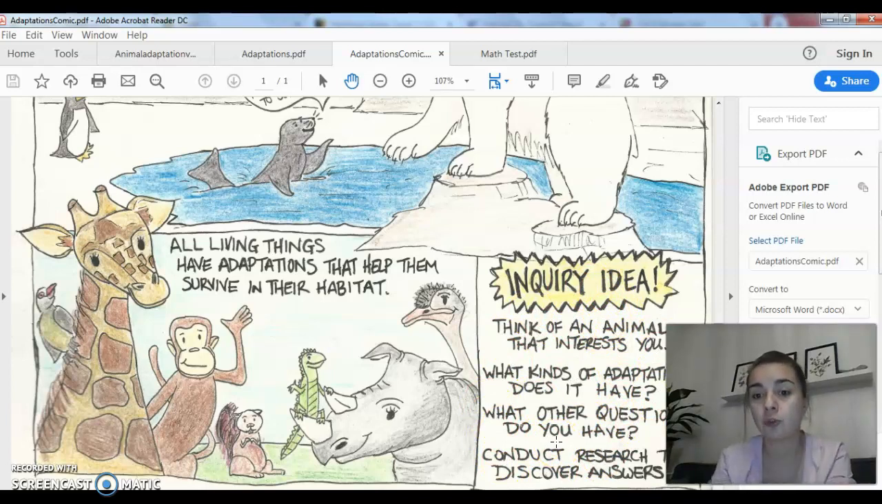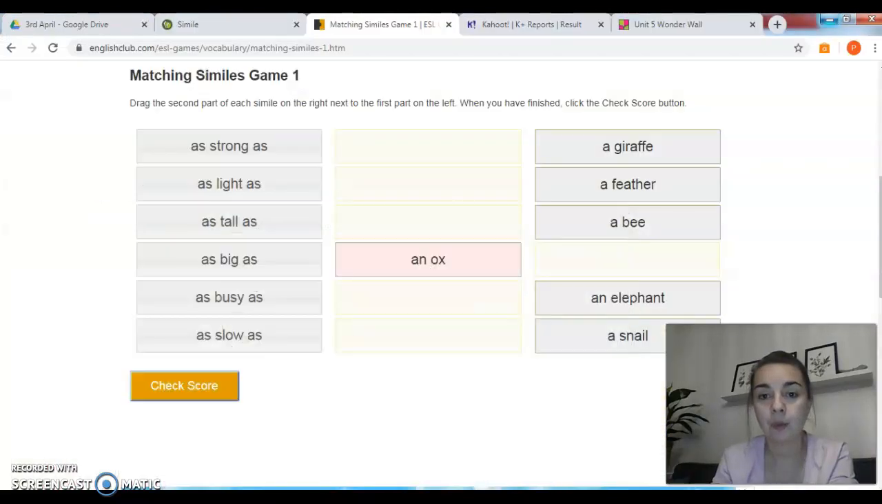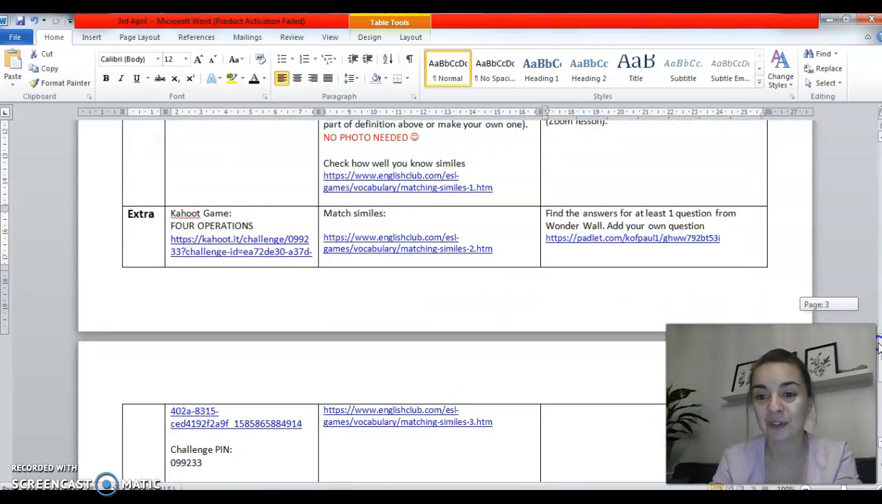So I just wanted you to read about adaptations, as we will discuss it more on Monday during our Zoom lesson. That will be the main topic for our Zoom lesson on Monday. Okay, so I think that's it. We've got all the tasks. I forgot about the extra one from Unit of Inquiry.